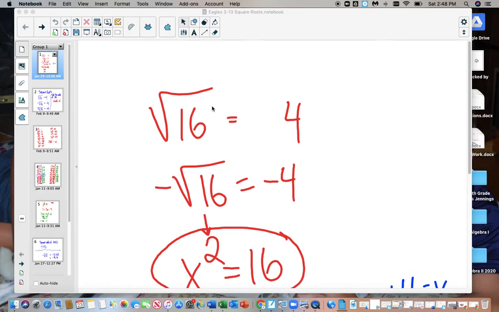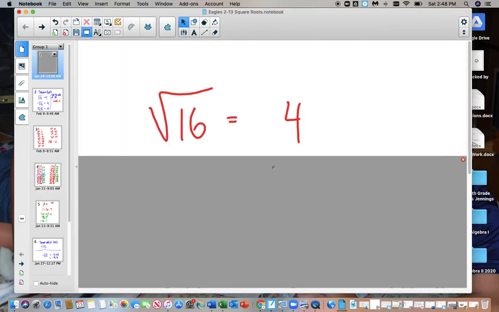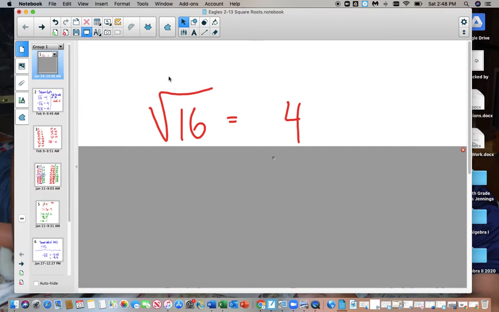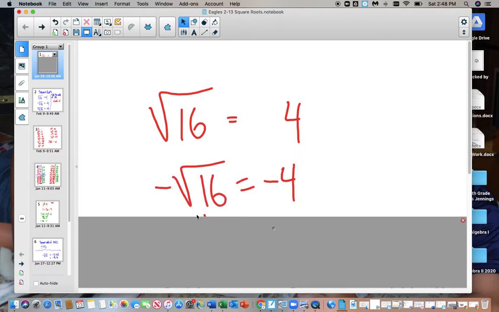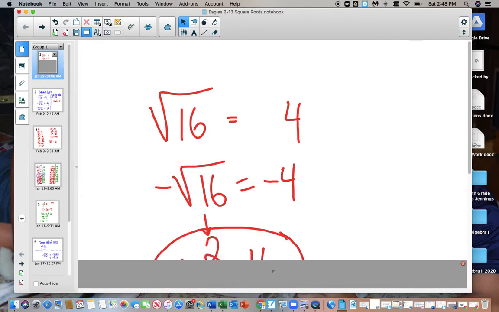So we're going to start with when textbooks talk about the positive square root of 16, they're going to write it like this. Positive square root of 16 is 4. The negative square root of 16 is negative 4. Again, the way they write this is what they're looking for.